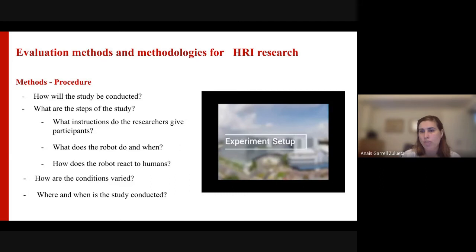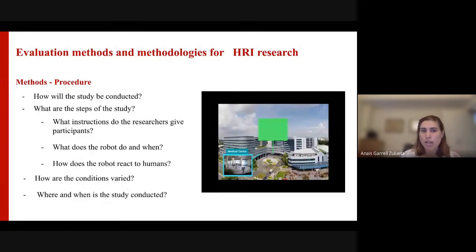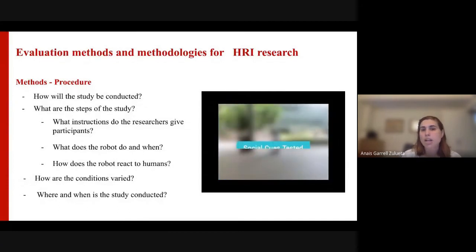Here I'm showing you a video. This is a robot located in Japan. This robot worked during 5 days in a hospital, interacting with visitors. So here it is necessary to understand what are the instructions the researcher gives to the participants, what does the robot do and when, and how does the robot react to humans. Okay. Of course, we need to know how the conditions are varied and where and when the study is conducted.